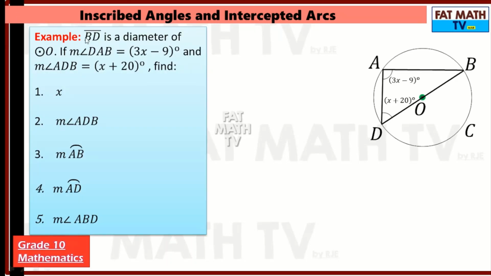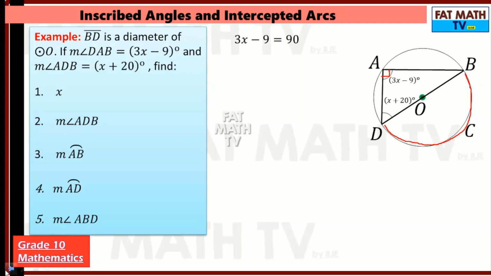Okay, another. Line segment BD here is a diameter of circle O. If measure of angle DAB is 3x minus 9 degrees and ADB is x plus 20 degrees, find x. So since BD is a diameter, this angle DAB here is a right angle because it is intercepting a semicircle BCD. So this has to be a right angle. So if that's a right angle, 3x minus 9 is equal to 90 degrees because the measure of a right angle is 90 degrees.